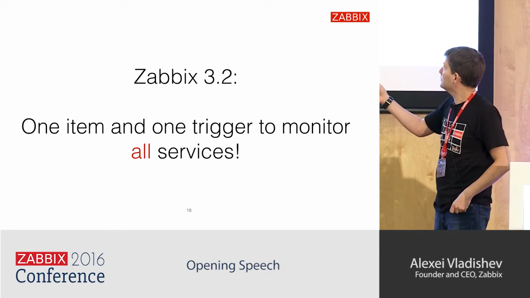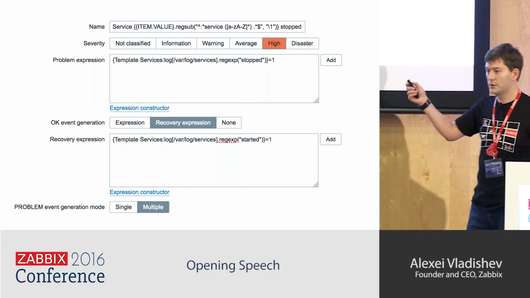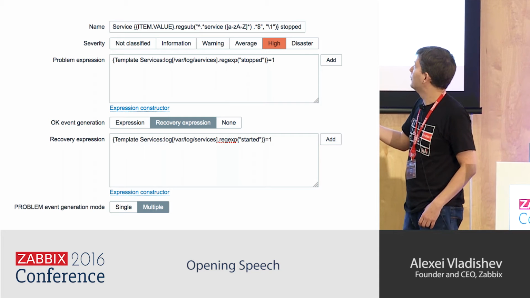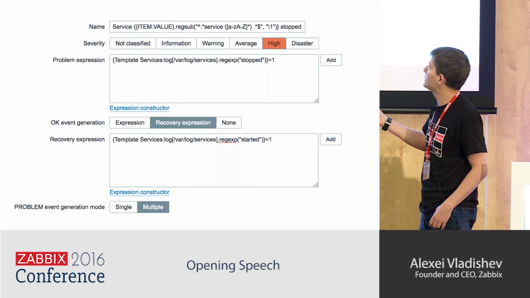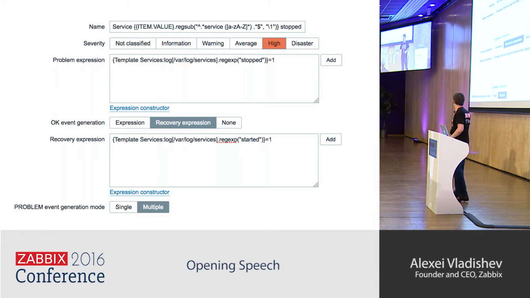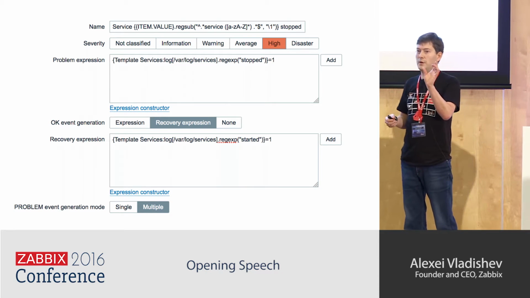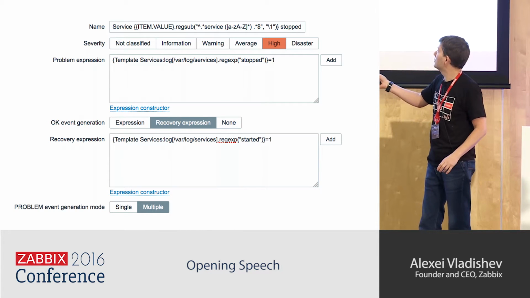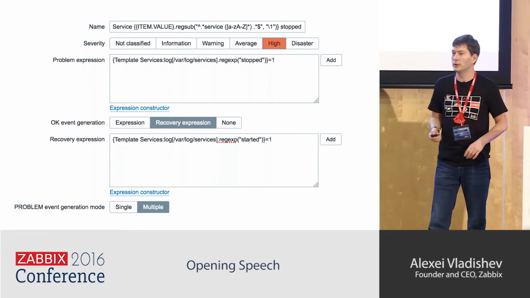So this is the trigger definition for this particular case. The trigger name is "service, something, something, stopped". This something, something is the item value, which is basically the line of the log file. And then we use a function, so we may do some post-processing of the item value. We extract values. Basically what we are doing is extracting a service name, so it will be converted to service MySQL stopped or service Jira stopped or service Redis stopped, whatever.